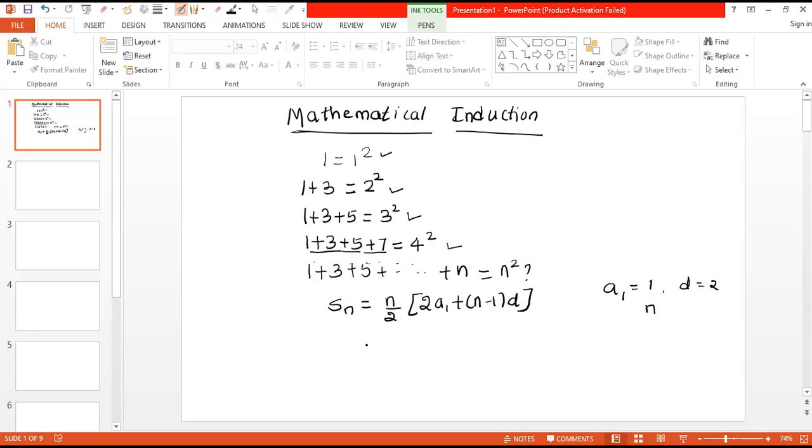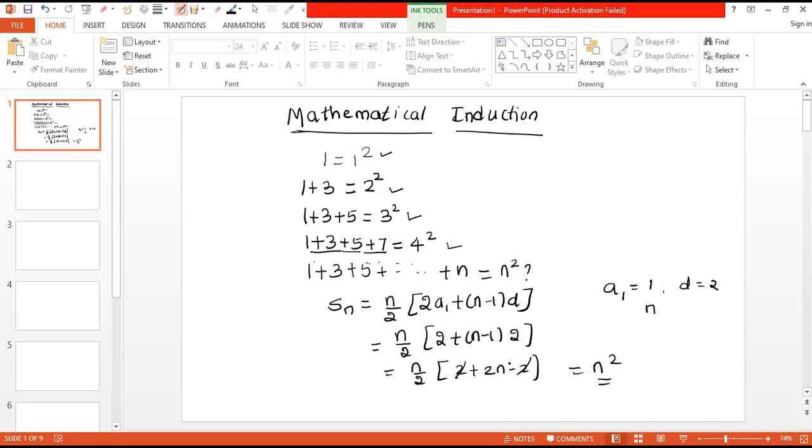If you substitute in the formula, it is simply n by 2 into 2 plus n minus 1 into 2. If I simplify this, it becomes n by 2 into 2 plus 2n minus 2. So here you can see that this 2 cancels, and it is simply n square. This was possible because the given series was arithmetic and we were able to do it with the formula.